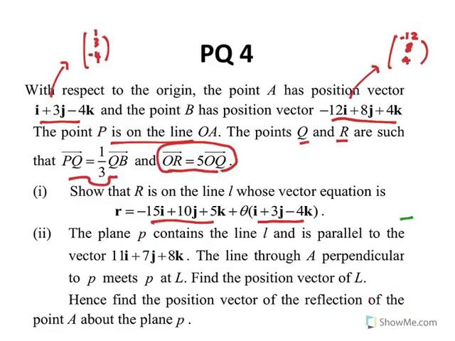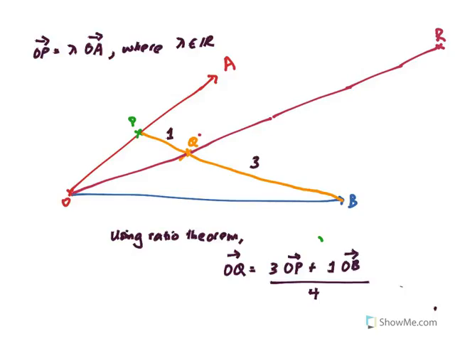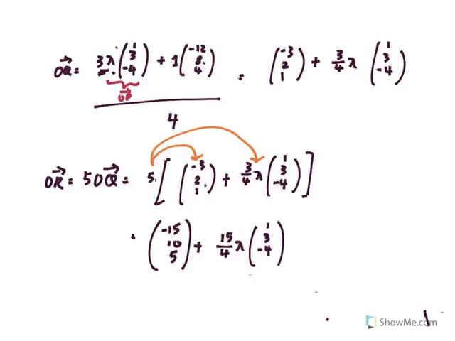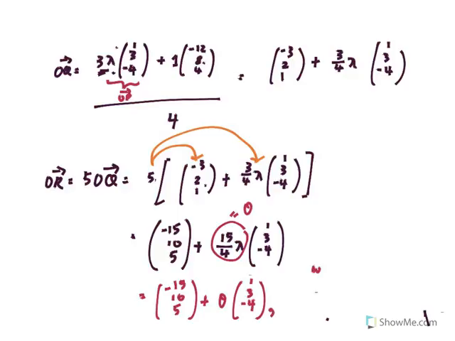Right, so you go back to the question, we wanted to show that it can be written in this form, negative 15, 10, 5, okay, almost there, 1, 3, negative 4. So you come back here, actually we are almost there. All you need to do is just rewrite this, let this be theta, and then we have actually shown the question. So we just say this is negative 15, 10, 5 plus theta 1, 3, negative 4, where theta is equal to 15 over 4 lambda, and we are done. Okay, so with that, we have shown that R lies on the line L.